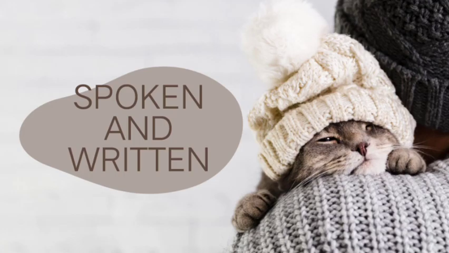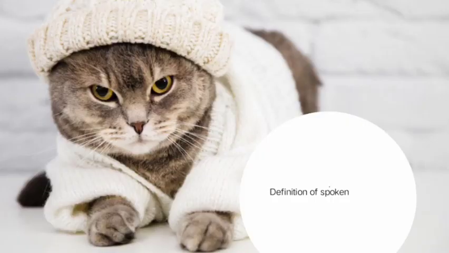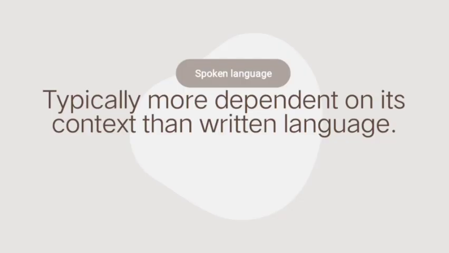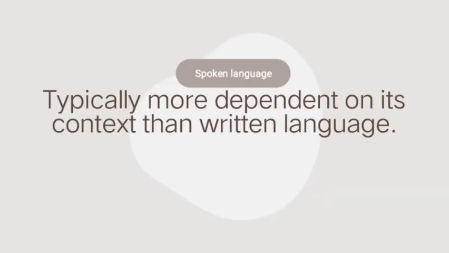I want to share with you about spoken and written. And now the first is definition of spoken and written. Definition of written: written language is not simply speech written down. Writing tended to be oriented toward permanence and service. And next, definition of spoken: spoken language is typically more dependent on its context than written language.